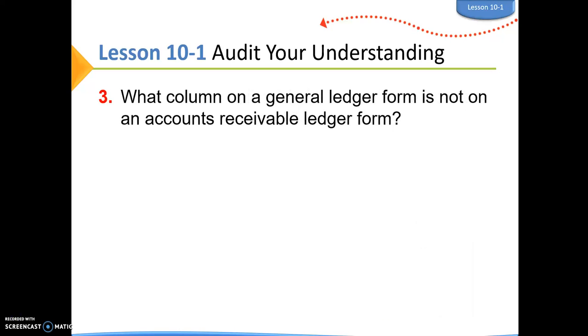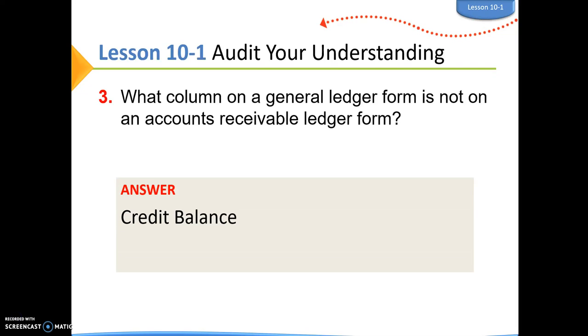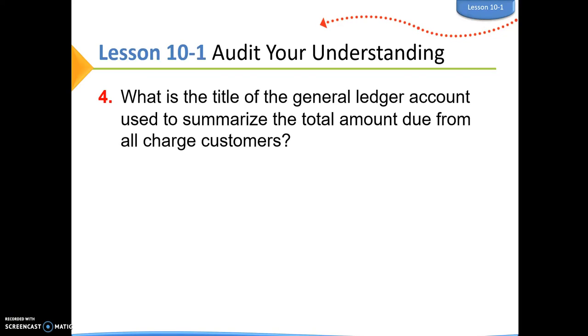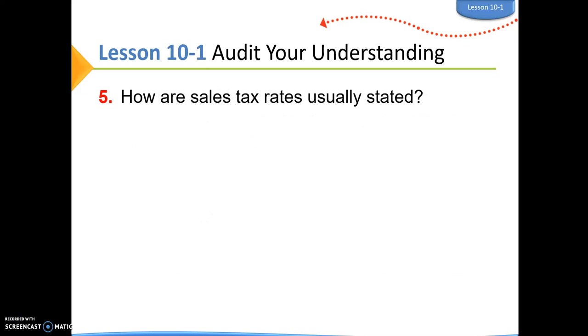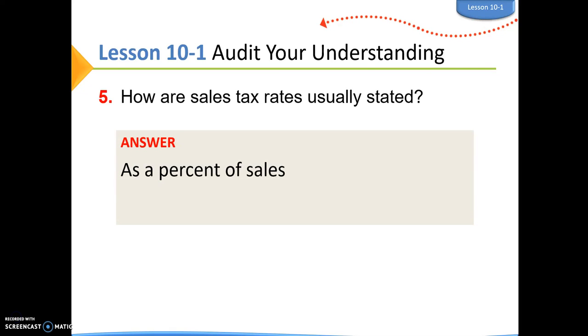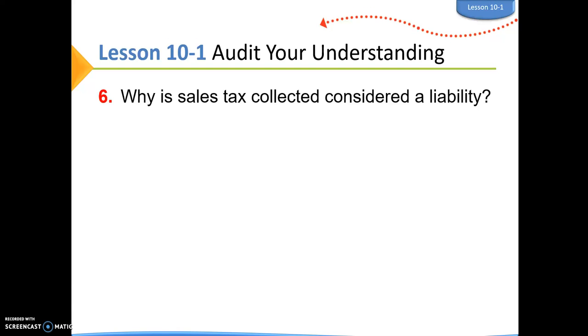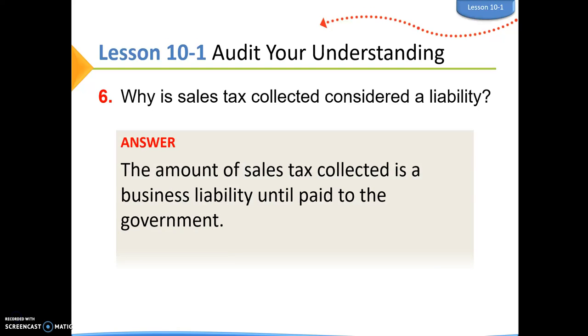What column on a general ledger form is not on an accounts receivable ledger form? Credit balance. What is the title of the general ledger account used to summarize the total amount due from all charge customers? Accounts receivable. How are sales tax rates usually stated? As a percent of sales. Why is sales tax collected considered a liability? The amount of sales tax collected is a business liability until paid to the government.